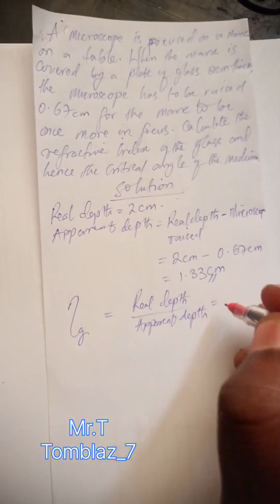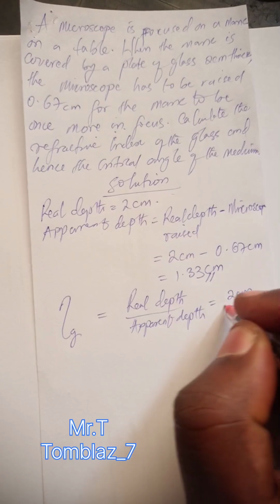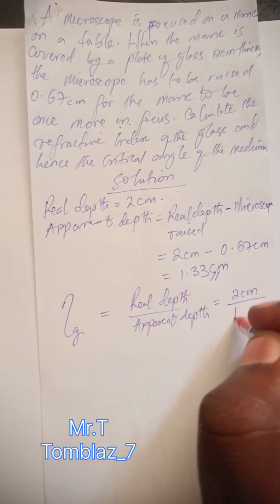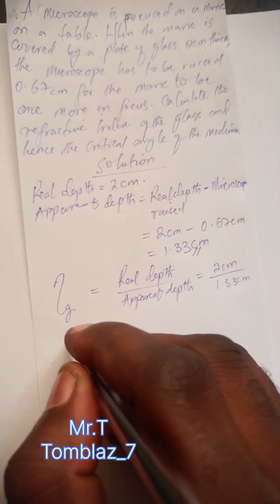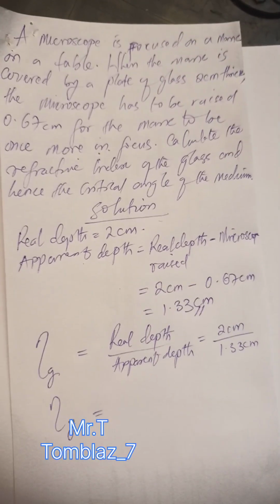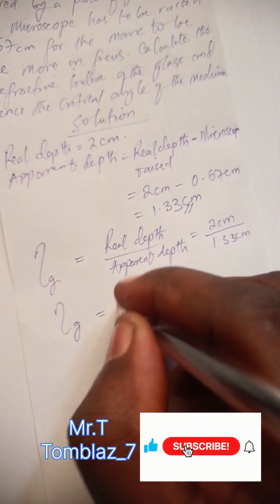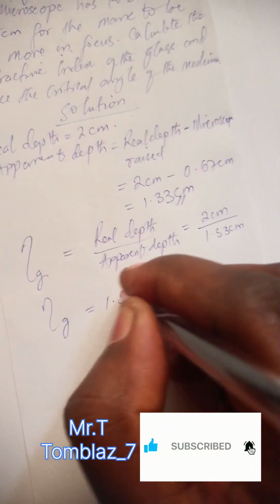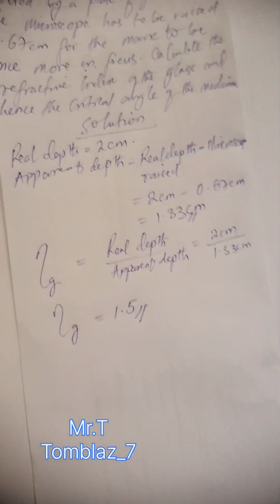So this is going to give us real depth is what? 2 centimeters. The apparent depth now is what? 1.33 centimeters. So refractive index of glass will be equals to what? Let's do that. 2 divided by 1.33 will give us 1.5. So that's the refractive index.